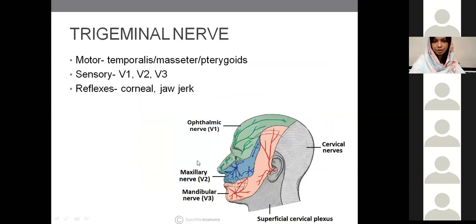So we have to start our today's presentation with the trigeminal nerve. Trigeminal nerve is the fifth cranial nerve. It has got two parts, that is the motor part and the sensory part. Motor part involves the muscles of mastication, that is the temporalis, masseter, and pterygoids. Sensory part is divided into three parts, that is the ophthalmic division, the maxillary division, and the mandibular division, right? Now, how to check for the trigeminal nerve lesions?